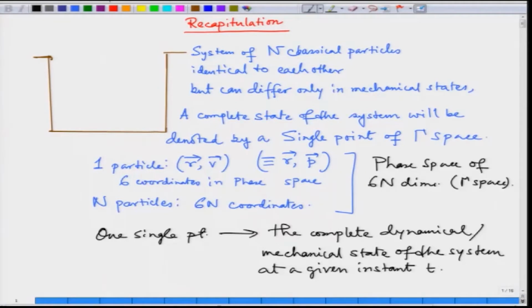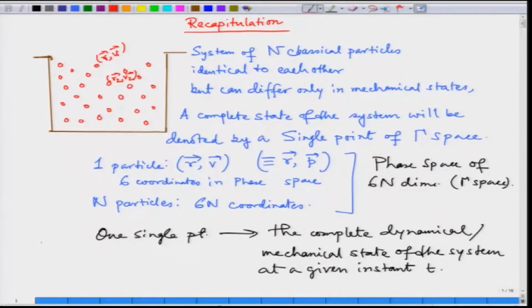Then if you now assume all the particles are classical particles, and at some time t you take a snapshot, then this particle will have some r and v, let us say r1 v1, this can be r2 v2, for example, this type of thing.